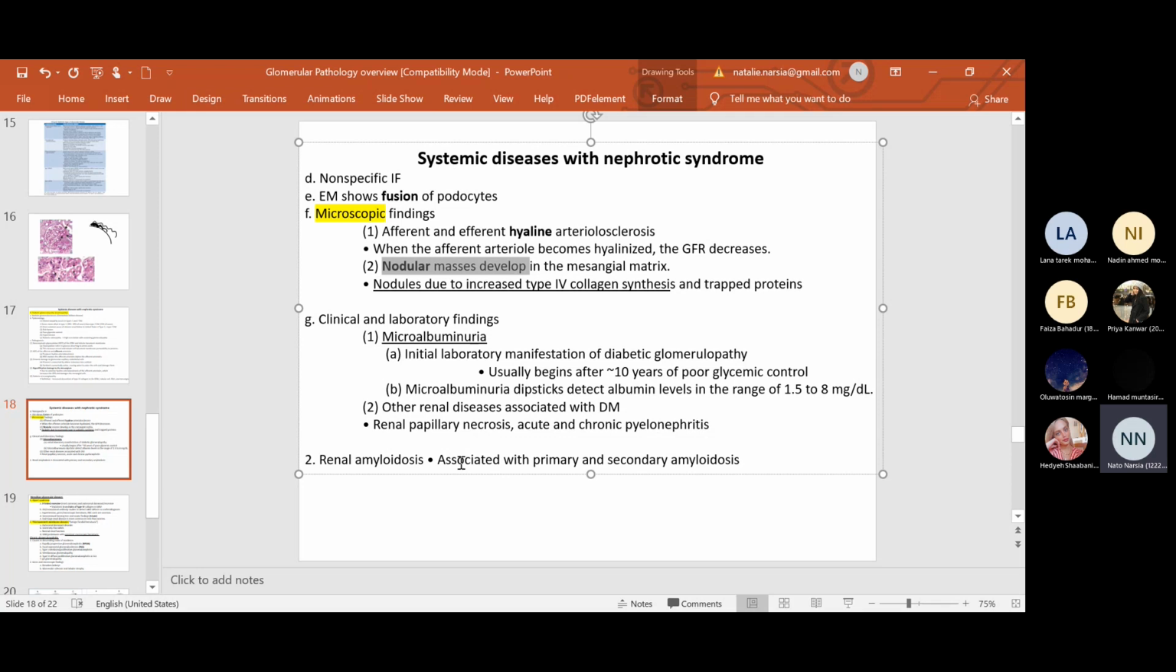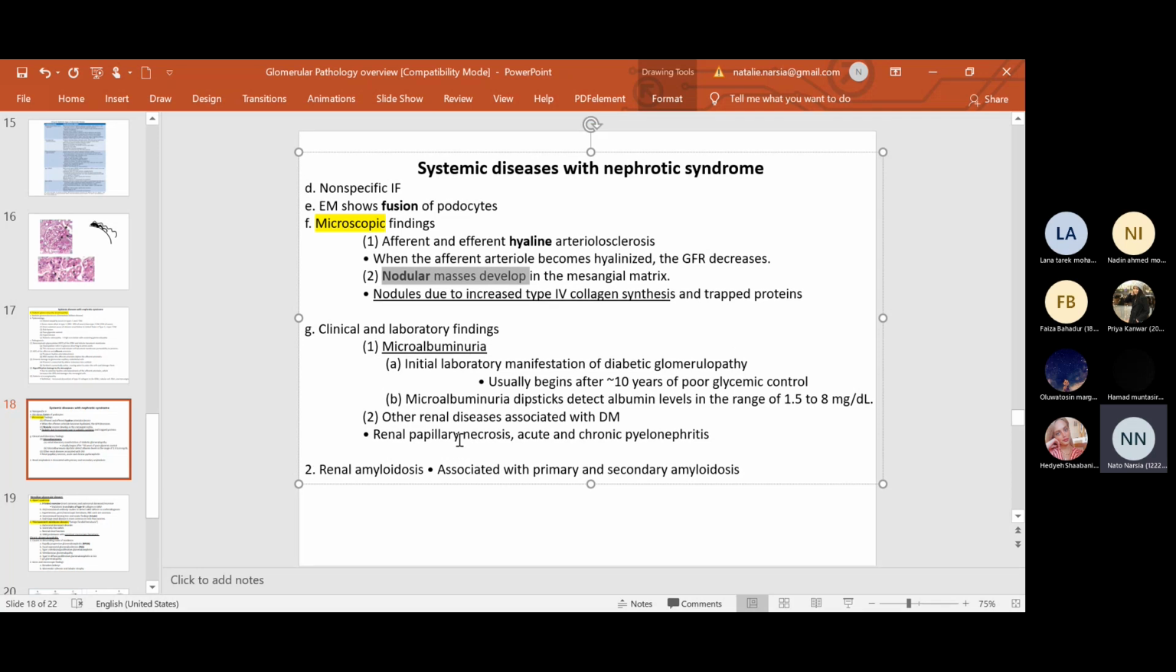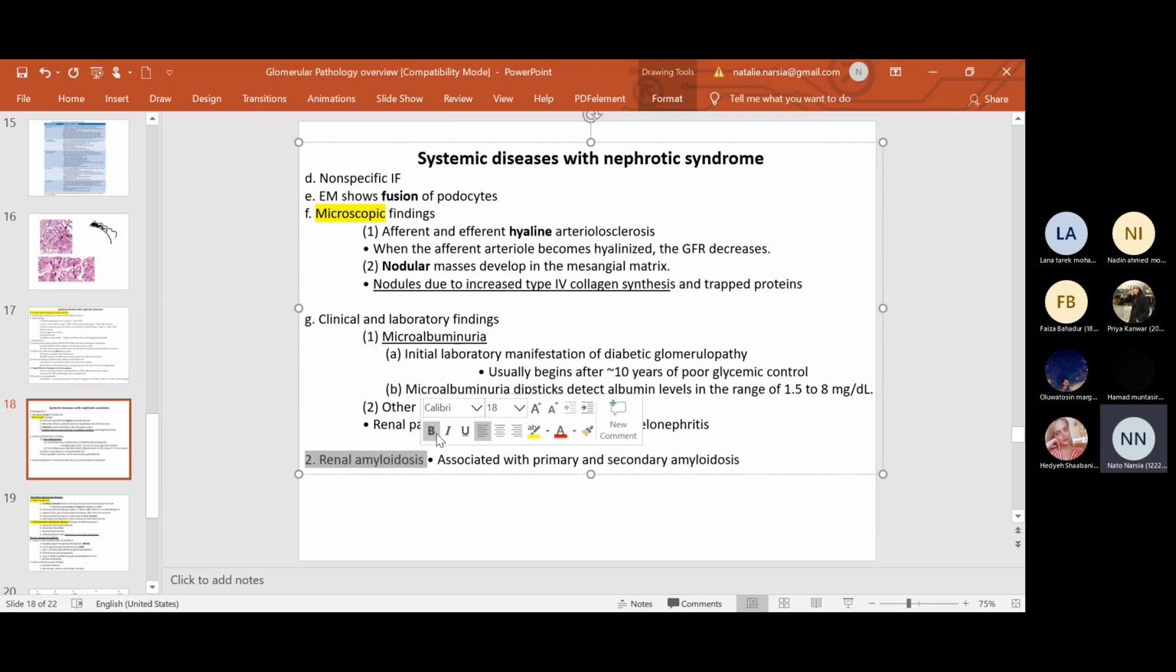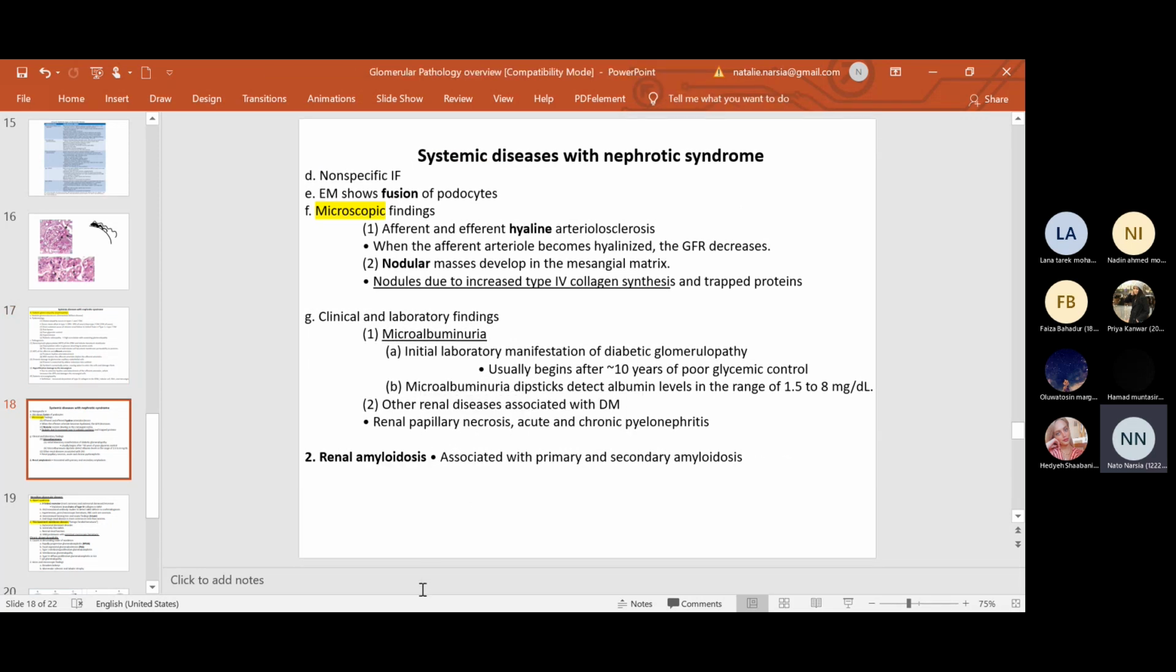As well as pyelonephritis. And the next systemic disorder, guys, is renal amyloidosis. The first disorder was diabetic nephropathy, and here is renal amyloidosis. It is very rare. You don't find renal amyloidosis in many cases, but it is possible to find it as a secondary complication in multiple myeloma, because you remember that in multiple myeloma you have deposition of amyloid. Amyloidosis of the kidney is deposition of the amyloid.